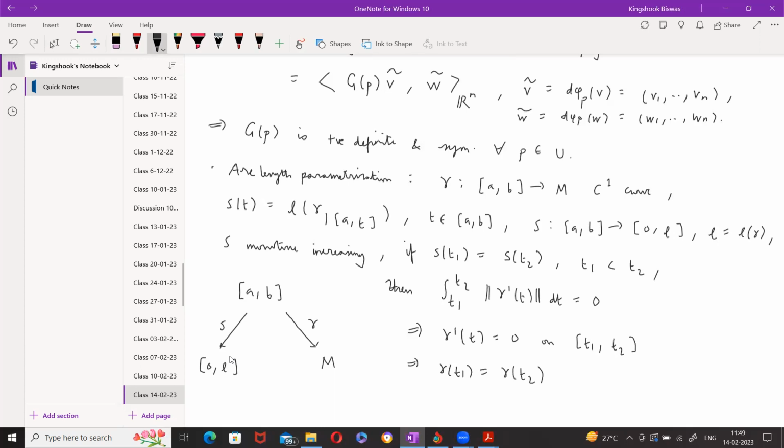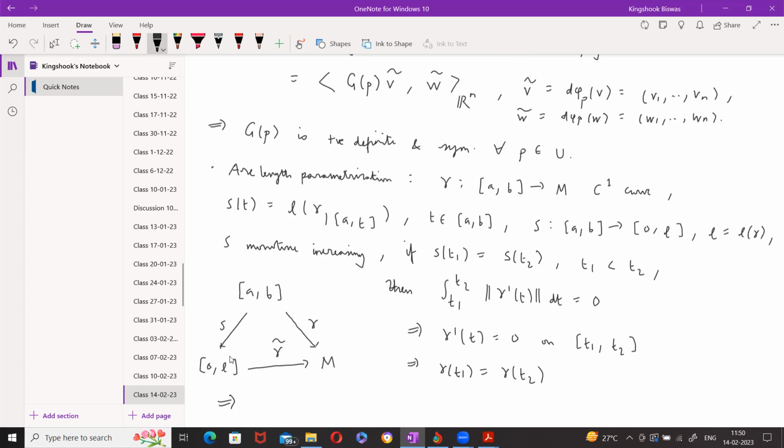So actually, I was saying it the wrong way around. This gamma respects the equivalence relation induced by S, right? S is a continuous monotone increasing function, so it induces a quotient map from AB to 0L. Gamma respects this quotient relation: if S T1 is equal to S T2, then gamma T1 is equal to gamma T2. Then by the fundamental property of quotient spaces, this means that gamma induces a map from 0L into M, gamma tilde, right? Is that clear?